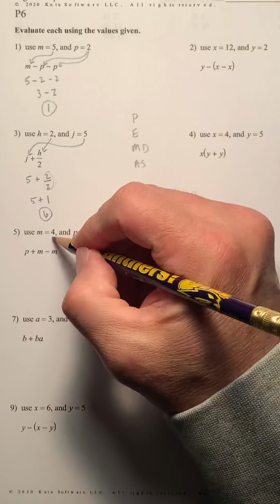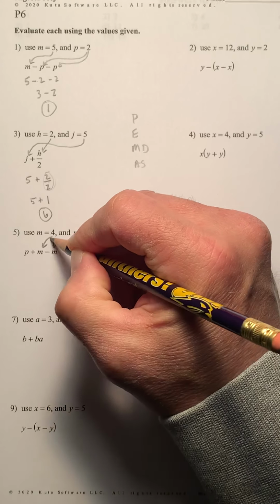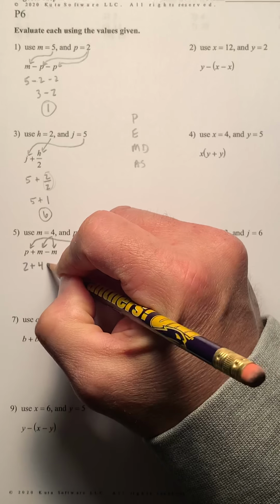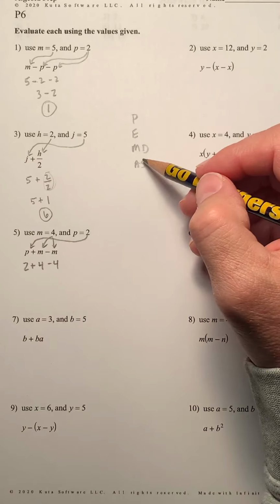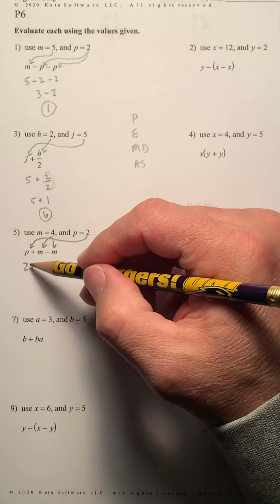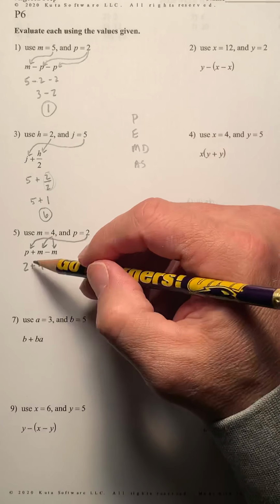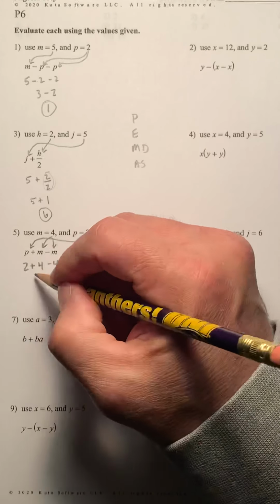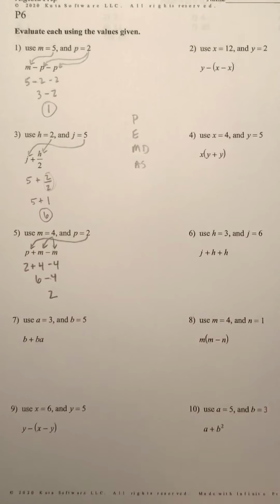All right, we're replacing the m's with 4. We're replacing the p with 2. So we end up with 2 plus 4 minus 4. And if we follow the order of operations again, remember everything here is add and subtract. They're equal in power, so I don't subtract before I add. I don't add before I subtract based on the fact that they're add and subtract. But the fact that add comes first in the problem, I do it. So 2 plus 4 is 6. 6 minus 4 is 2. There's my result.